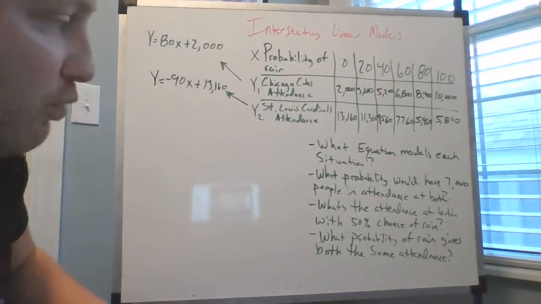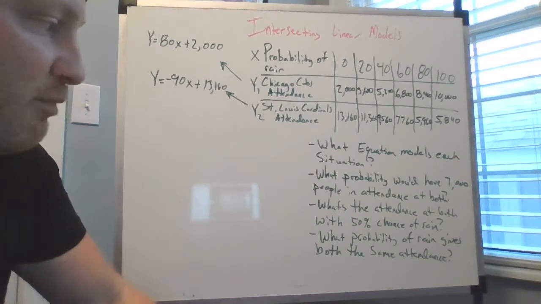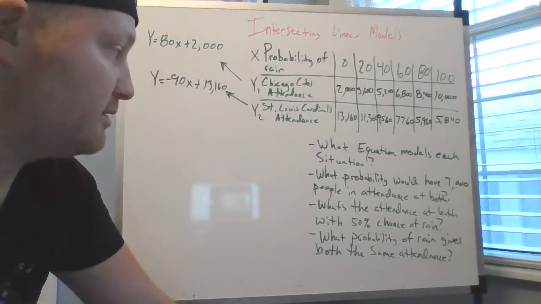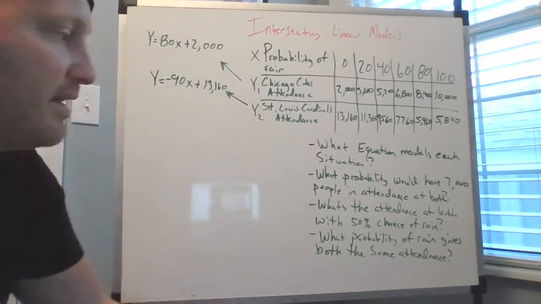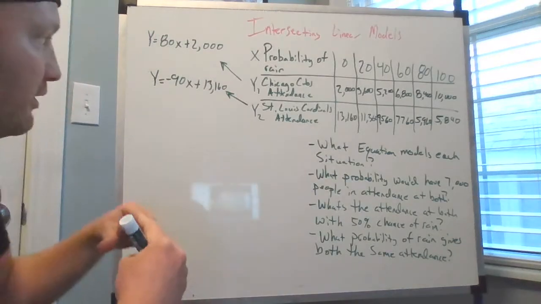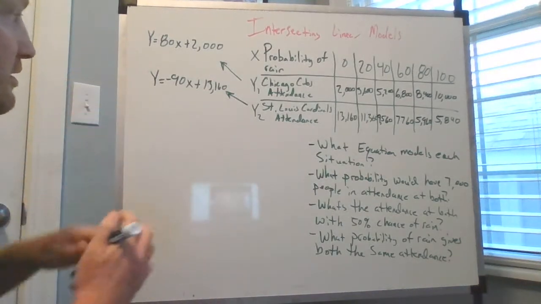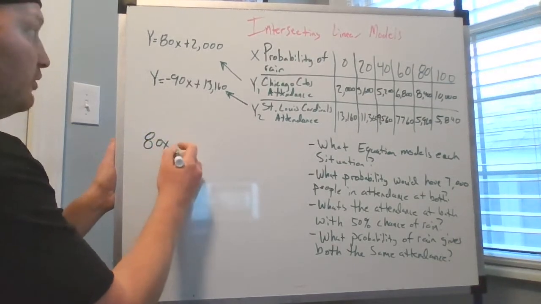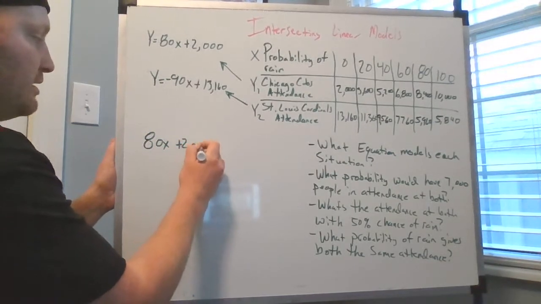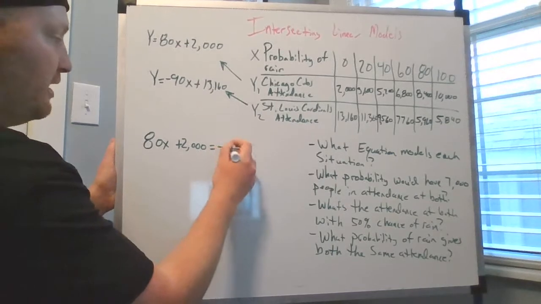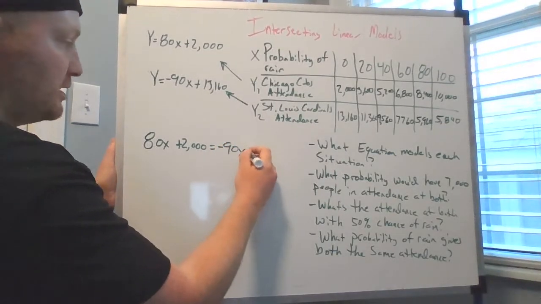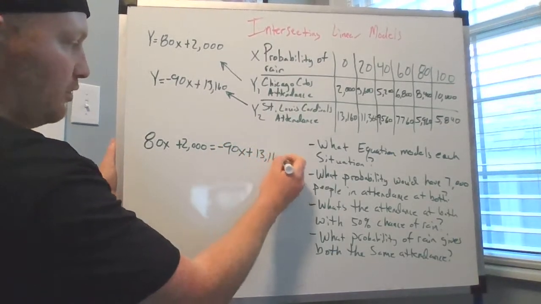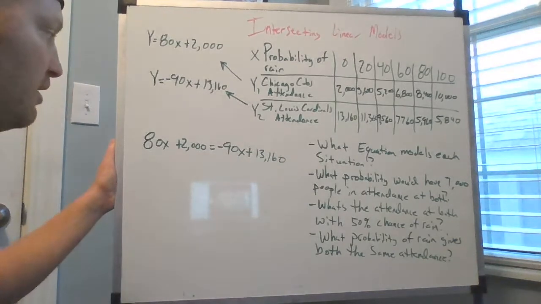Last but not least says, what probability of rain gives both the same attendance? I want to know when they are equal to each other. So I have both equations. The beautiful thing is now I just set these equations equal to each other when asked a question like this, and I solve for x. 80x plus 2,000 equals negative 90x plus 13,160, and we're going to solve this answer.